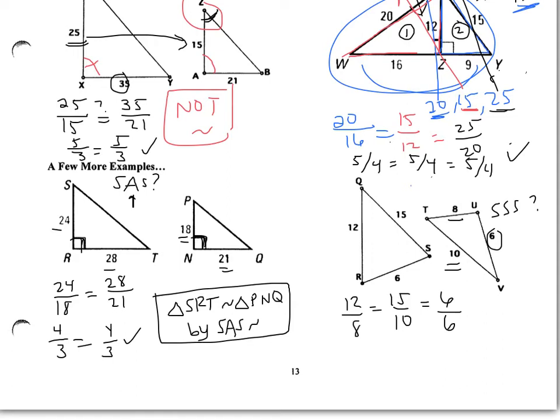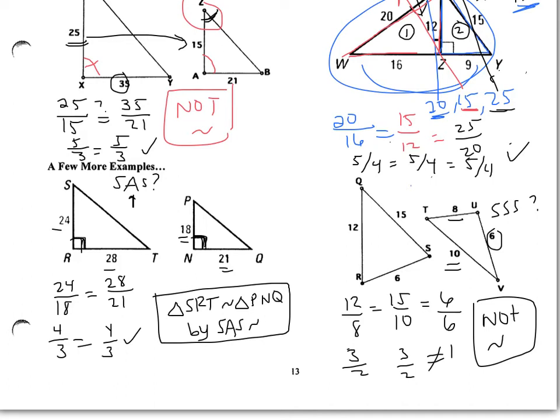Right away, I should be able to tell that these are not going to be equal. 6 over 6 is 1. 12 over 8 and 15 over 10 are definitely not 1. In fact, this simplifies to be, if I divide both by 4, 3 halves, and then 3 halves again, which does not equal 1. So these are not similar.